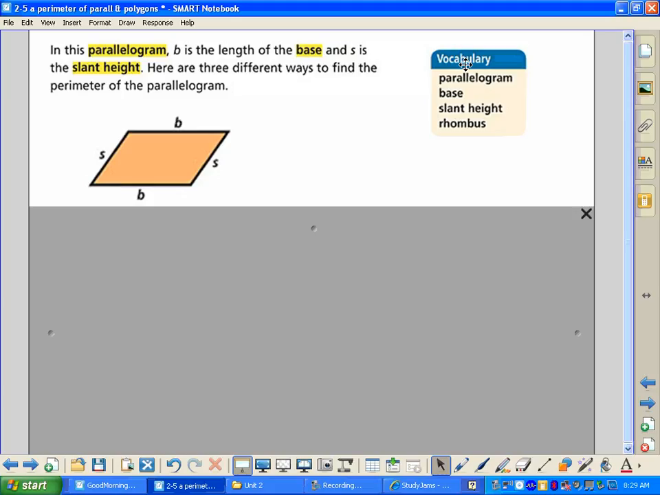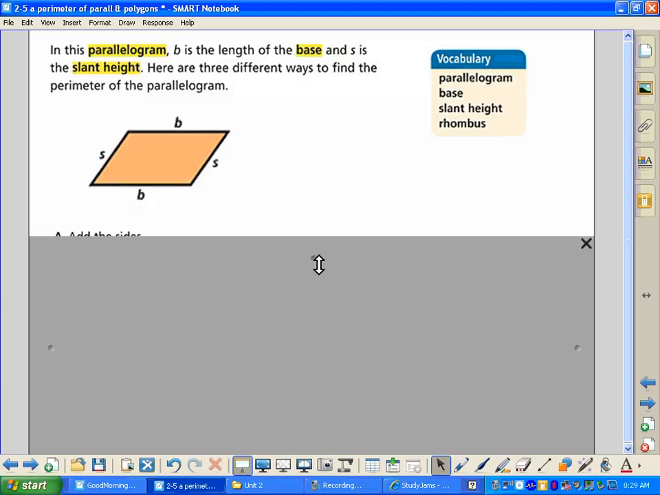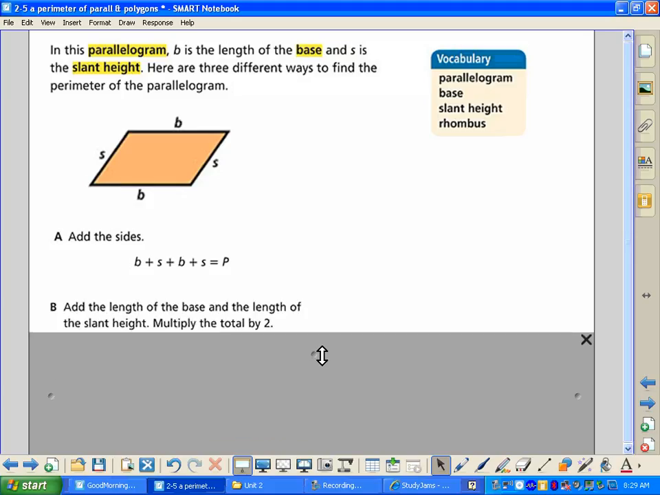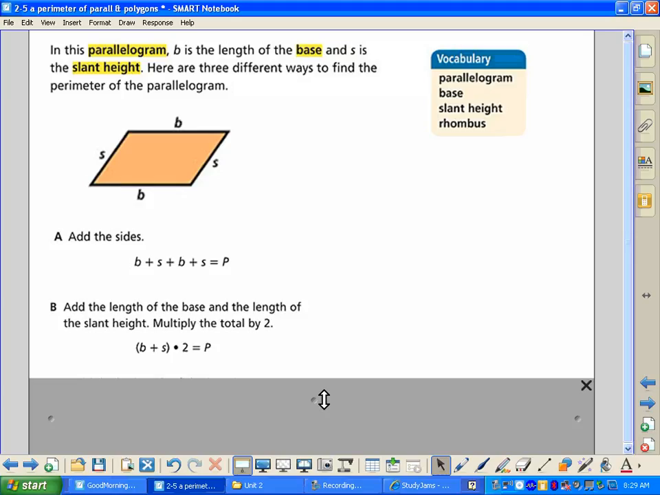Okay? So there are 3 different ways to find the perimeter of a parallelogram. Our first way would be to add all the sides, just exactly like we said. How many sides does it have? 4. So how many numbers should I be adding up? 4. Okay? Or we could add the length of the base and the length of the slant height and multiply it by 2. Why does this work?